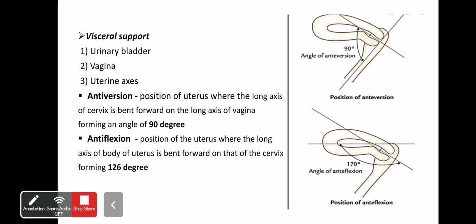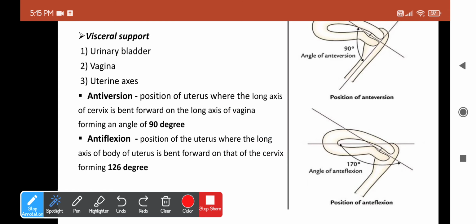Okay, so as I already mentioned, these can be explained by anteversion and anteflexion. If you remember, I said this in the position of the uterus. So what is this anteversion and anteflexion? Yes, anteversion is a position where the long axis of the cervix will be bent forward on the long axis of the vagina, and this will form a 90-degree angle. See, this is the long axis of the vagina and this will be your long axis of the cervix, and the angle between these two is called the angle of anteversion, and this will be around 90 degrees.